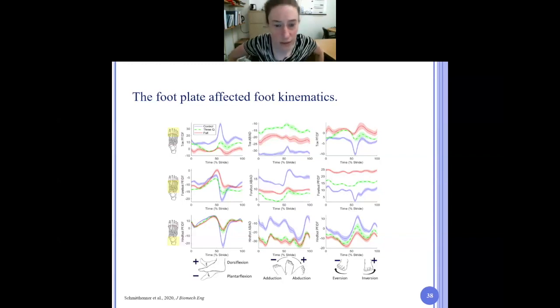In general, what we found is that as the foot plate got longer, the range of motion for the foot got smaller, which isn't too surprising because if you have a stiff foot plate on your foot, it's harder to make it move.